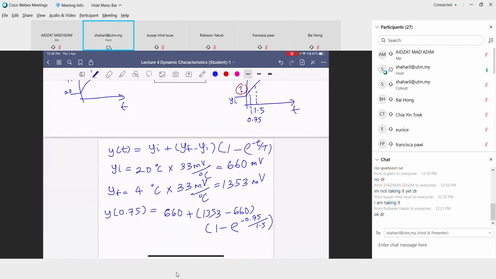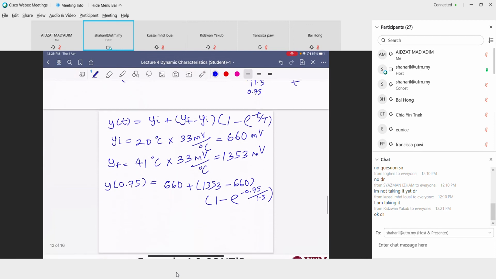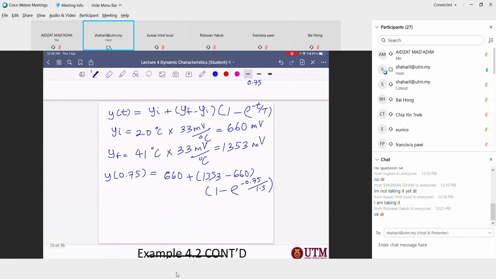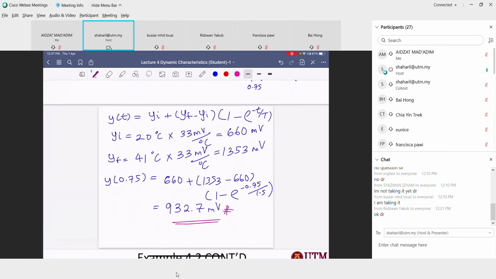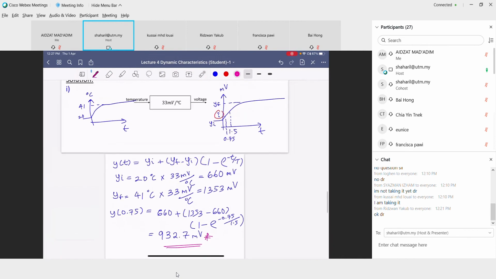Okay, 41. Then you got the answer, 1353. Then the final result is 932.7 millivolt. This is the final answer.